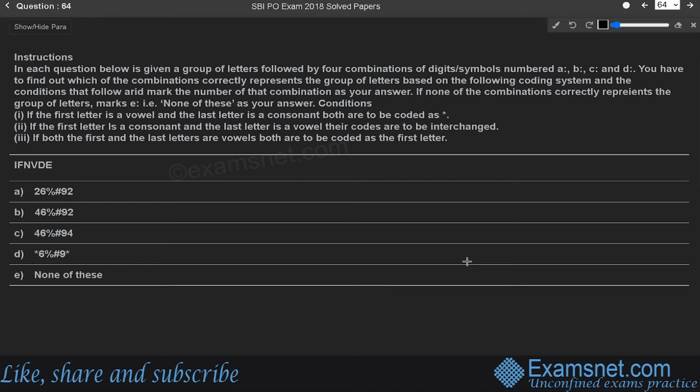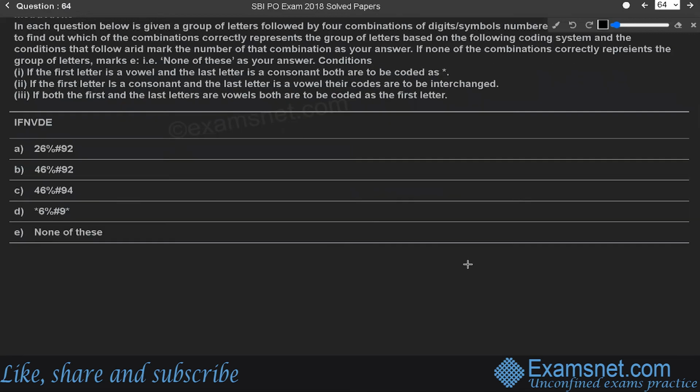Here you can see that the letters are I, F, N, V, D, and E. Here the first and the last letters are I and E, which are both vowels. So if both first and last letters are vowels, both are to be coded as the first letter. So therefore it becomes 26%, hashtag 9 and 2. So the correct option will be option number A here.